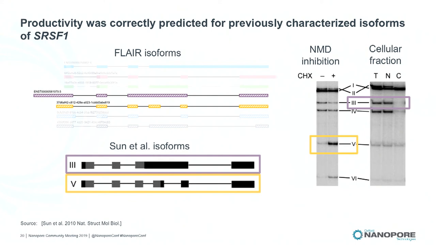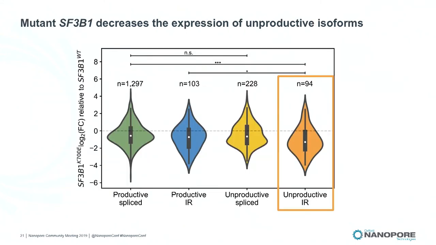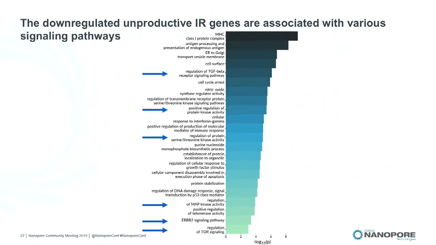And so we categorized all of our FLARE isoforms now by their productivity. And we found a decrease in the expression of unproductive retained intron isoforms in our mutant sample, mutant patients. A GO term analysis of the genes represented by this group revealed an enrichment of kinase signaling genes. And so the downregulation of unproductive genes that are related to kinase signaling in the mutant may indicate a relative increase in kinase signaling in the mutant compared to wild type. And we think, or we postulate, that this might be a model for which SF3B1 mutant can proliferate more quickly.